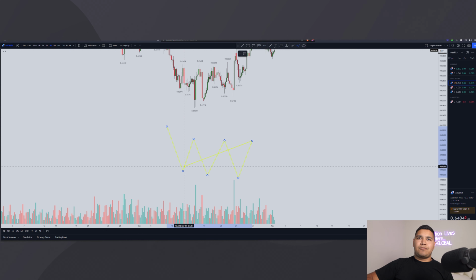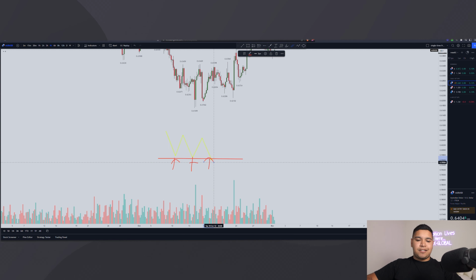So it has a reaction and then it pushes away, and it has a reaction and it pushes away. It has a reaction, and this level right here acts as a floor. It supports the price from falling any further below.